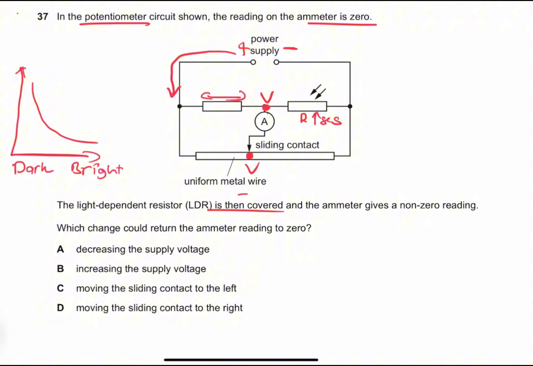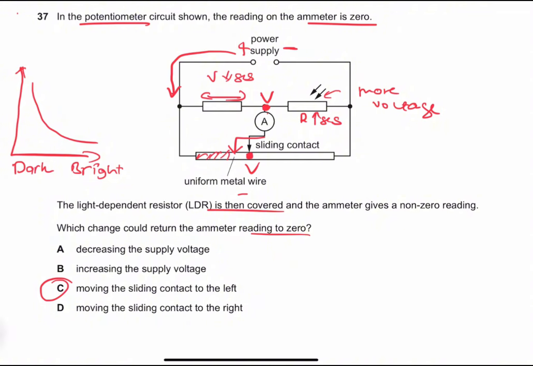So for the ammeter reading to return to zero when the LDR is covered and its resistance increases, this is going to get more voltage. Electrons understand that this has a higher resistance, so it needs more energy, and it gives it more energy. But this one has less energy, so the voltage drop that goes through here actually decreases. This portion now needs a smaller value. So we have to move the contact to the left so that this portion, which is very small, will be equal to the voltage drop that is occurring across that resistor.